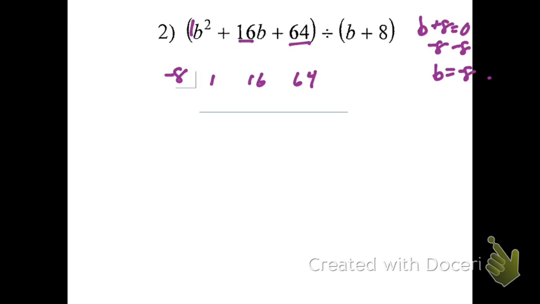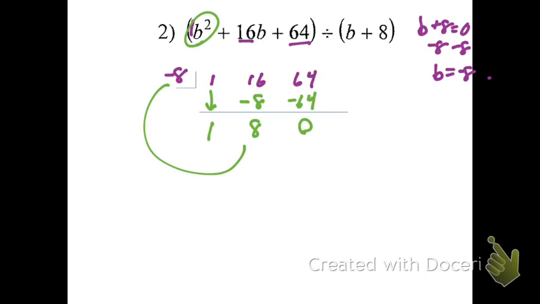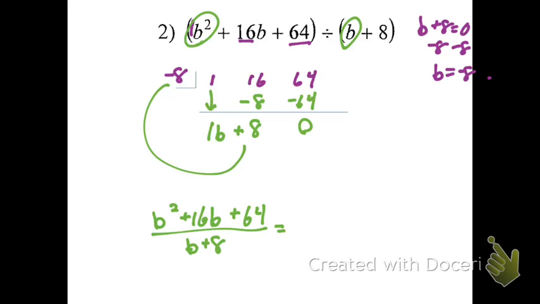Now I'm going to drop the 1 straight down. 1 times negative 8 is negative 8. It goes right there. We add and we get 8. 8 times negative 8 is negative 64. We get 0. So another clean one, no remainders. They go in evenly. Since that's b squared and I took it down a degree, just a b here, and that's plus 8. So b squared plus 16b plus 64 divided by b plus 8 is equal to b plus 8. I think you'd agree.